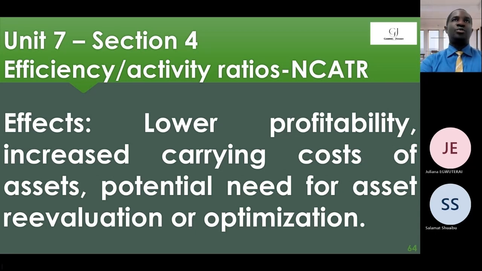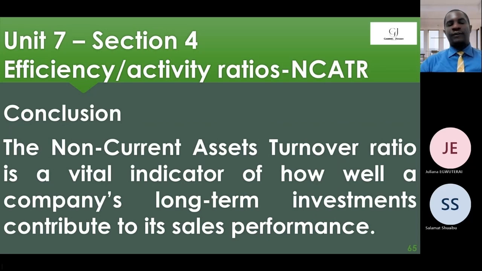So it's necessary to use those assets at optimal capacity to generate revenue and for production to earn a lot, to avoid these effects. So in conclusion, the non-current asset turnover is a vital indicator of how well a company's long-term investment contributes to sales performance. Of course, you bought the assets for sales, you bought the assets to employ them for production and revenue generation. So once they are not doing that, then something is wrong. If revenue generation is the goal, then the asset must be used to full capacity.